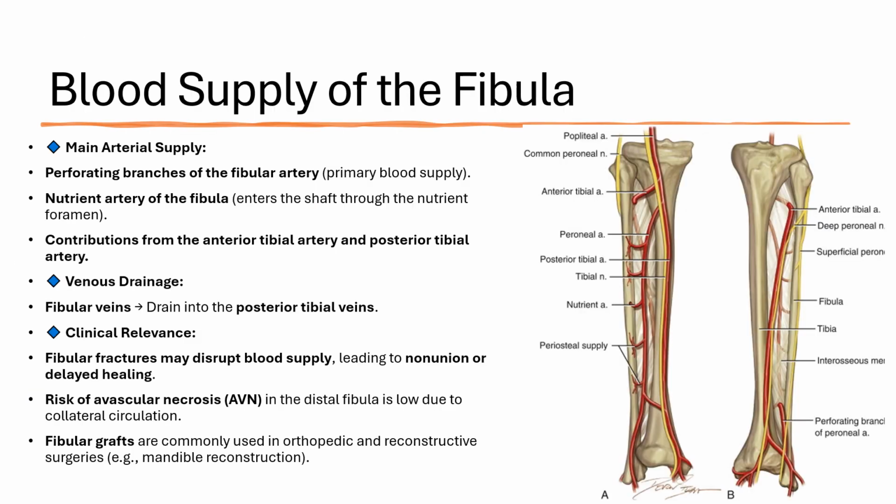Blood supply of the fibula. The main arterial supply is from the fibular artery. There is a nutrient artery that enters the shaft through the nutrient foramen, with contribution from the anterior tibial artery and the posterior tibial artery. Venous drainage is by the fibular vein or the posterior tibial veins.